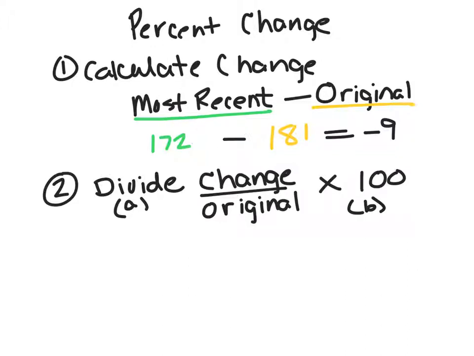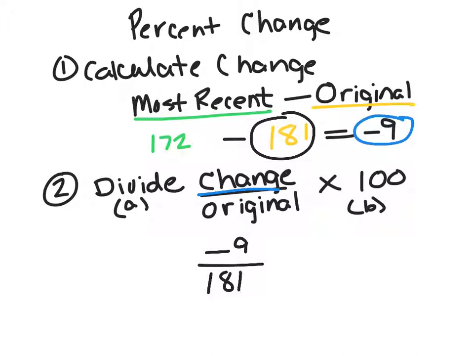My change was, of course, that -9 we got in the previous step. It went down by 9. The original amount, what it started at, was 181. So we're going to divide -9 by 181, then multiply by 100. I'm going to type in my calculator -9 divided by 181, and then multiply that by 100. The reason I'm doing it all in one step, you can take a look at this if you want.